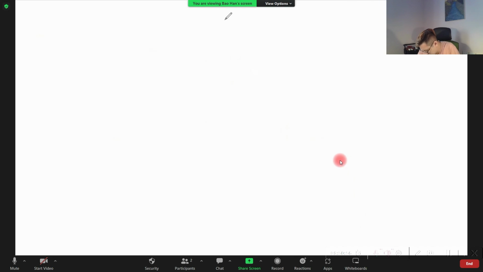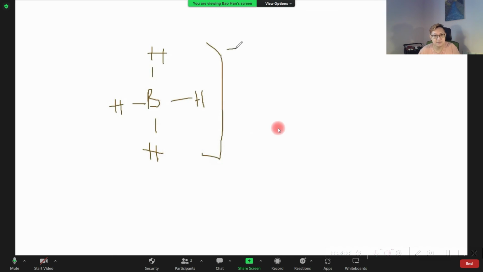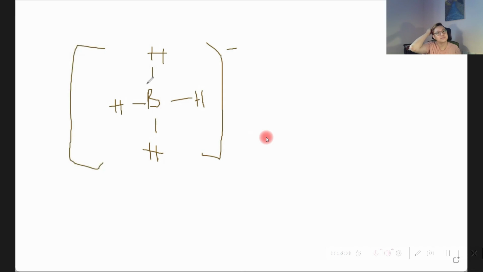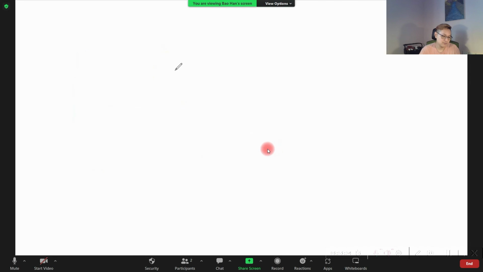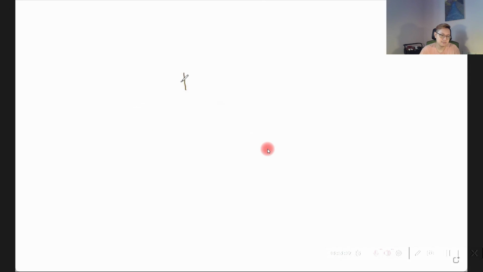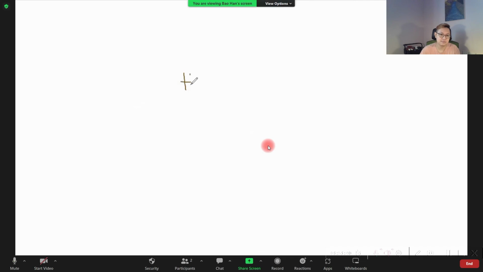BH4. Except minus, so for B it's just 3, and right here we need that one. Yes, put the minus. Very good, because it has one electron left in here. It just has 3 electrons. Okay, the next one. Wait, why is it a minus? It should be plus, right? Ah, yeah, BH4 plus.